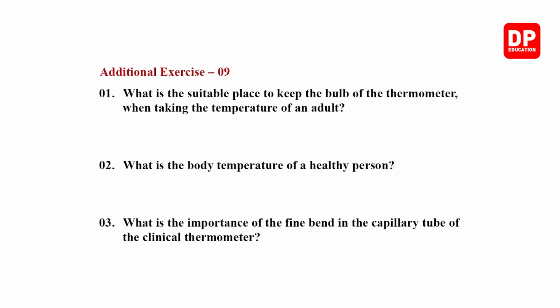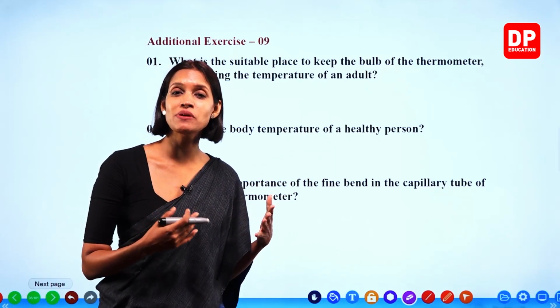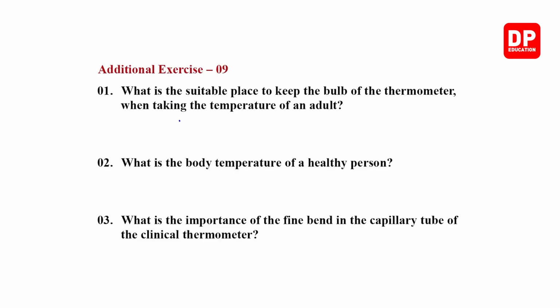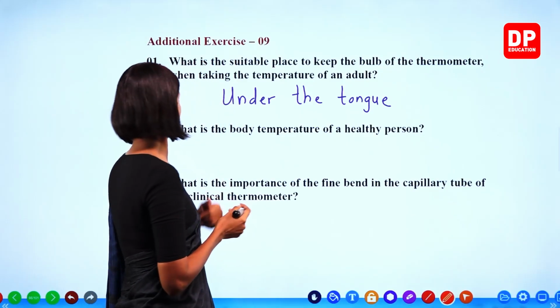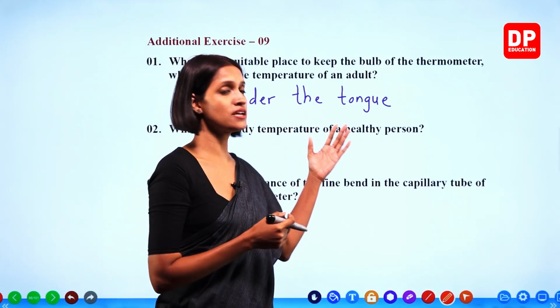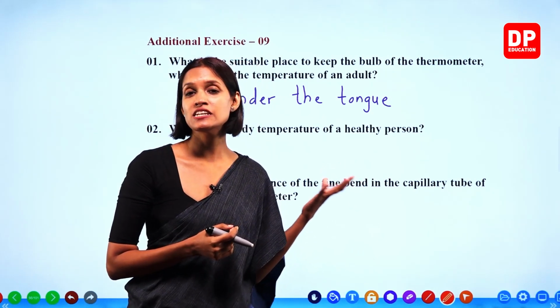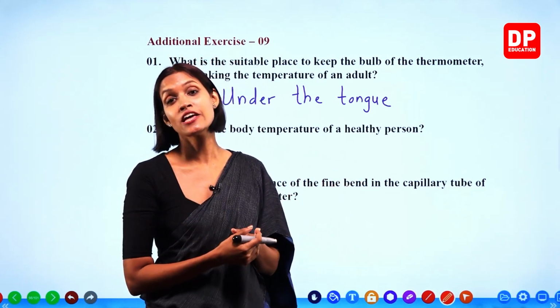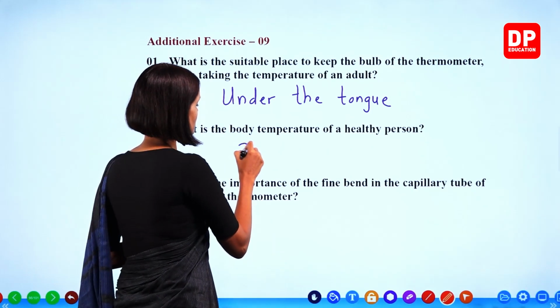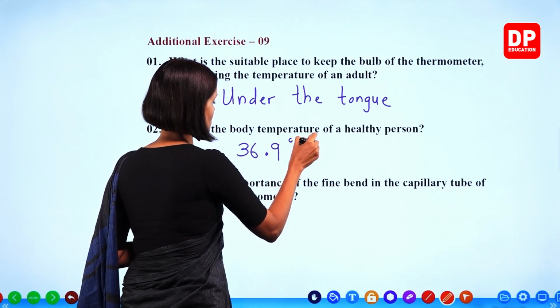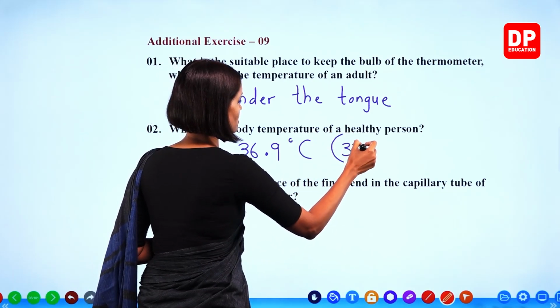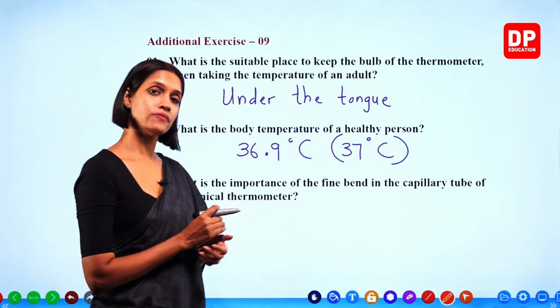Exercise number 9. What is the suitable place to keep the bulb of the thermometer when taking the temperature of an adult? What is a place? Under the tongue. If it's a baby, under the armpits, right? Under the tongue. Number 2. What is the body temperature of a healthy person? If we consider in degrees Celsius, 36.9, and we can even take it as 37 degrees Celsius, right? 36.9 degrees Celsius or 37 degrees Celsius, right?